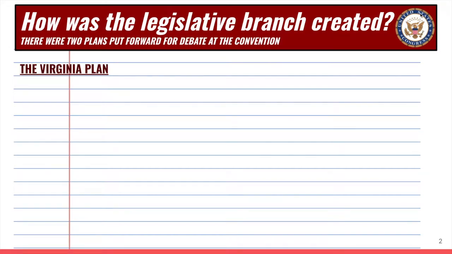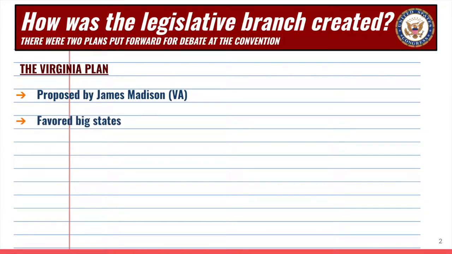Plan number one is called the Virginia Plan. It's also known as the Big State Plan because it favored the interests of states that had large populations. So it was proposed by James Madison. James Madison was from Virginia, so he was from a state that was bigger and wanted to have more power. And incidentally, he was also the fourth president of the United States during the War of 1812 when the White House was burned down.